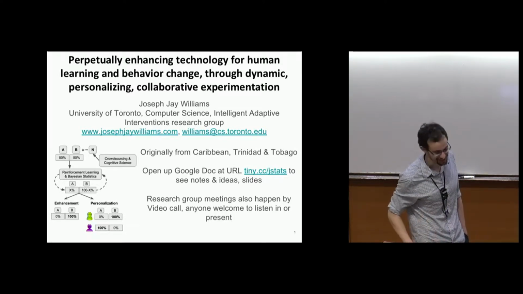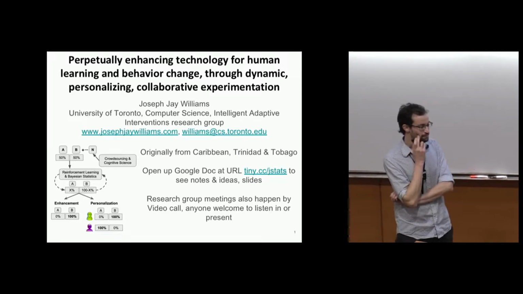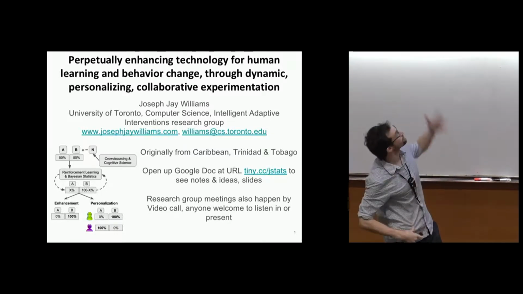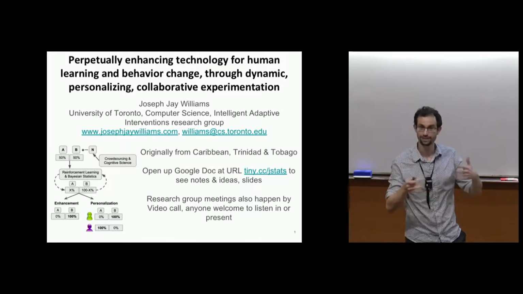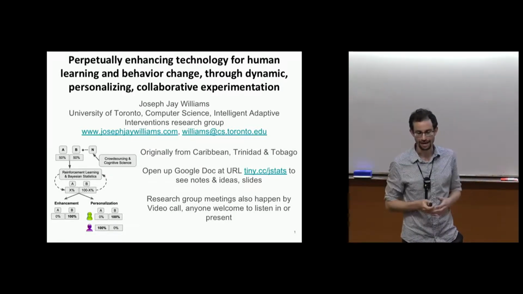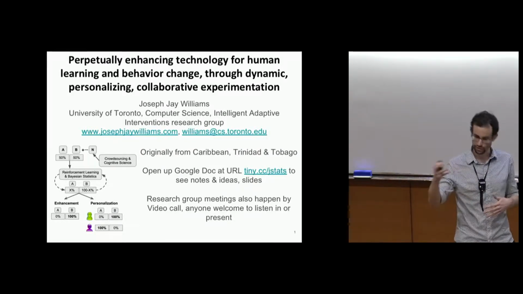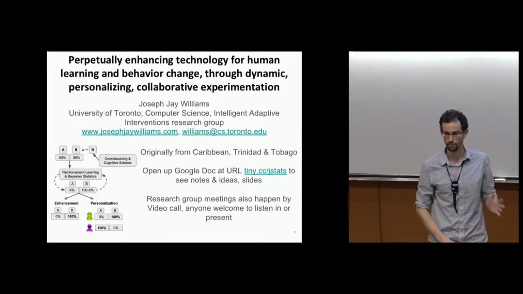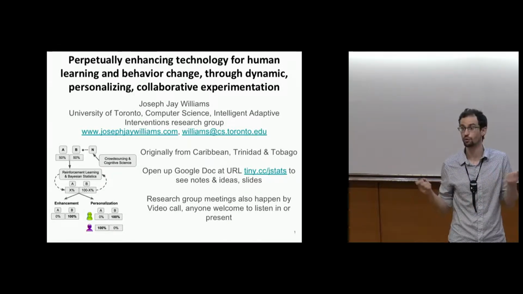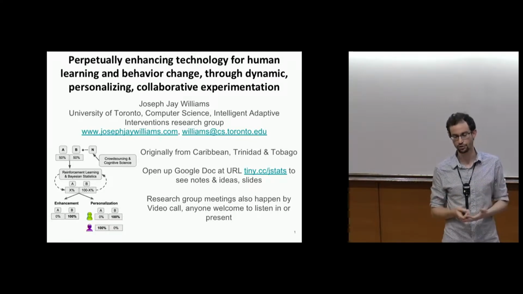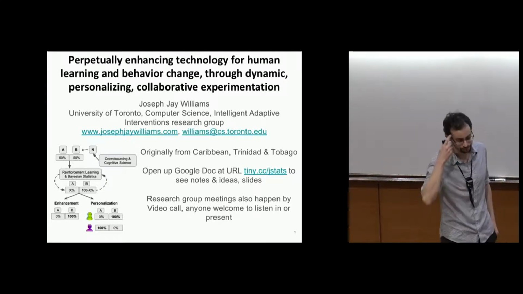So full attention. I think the main topic of this talk, as you can see in the title, is how do we take technology and constantly enhance and improve it? To get intelligent technologies, we want to include machine learning, artificial intelligence, psychology, human-computer interaction. But I think the key to this is for us to rethink how we do randomized experiments. I think we should do experiments that are collaborative, dynamic, and personalized. And I'll talk more about what I mean by that.